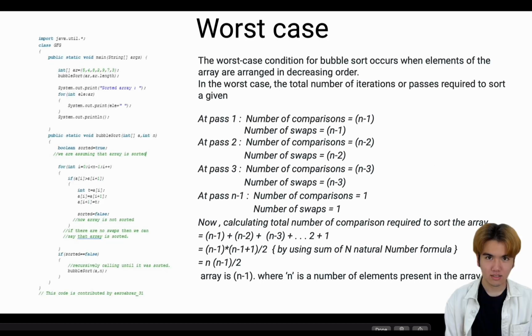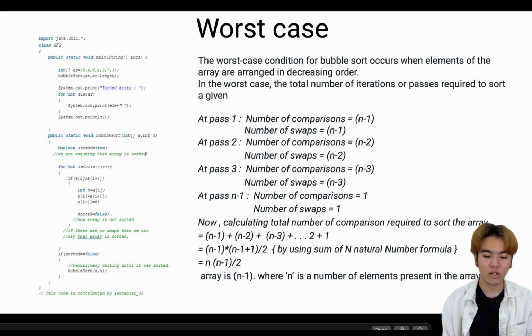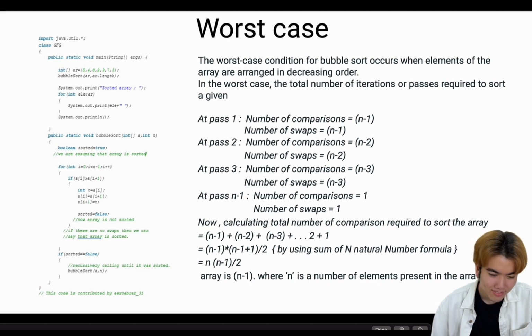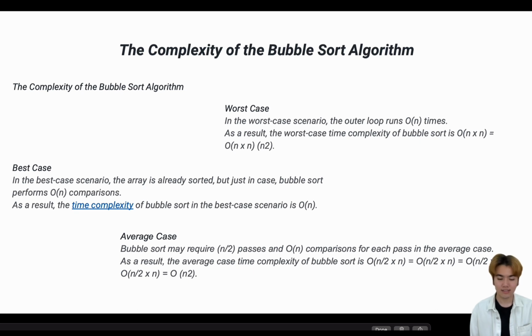The worst case condition for bubble sort occurs when the elements of the array are arranged in decreasing order. In the worst case scenario, the outer loop runs n times. As a result, the worst case time complexity of the bubble sort is O(n^2).